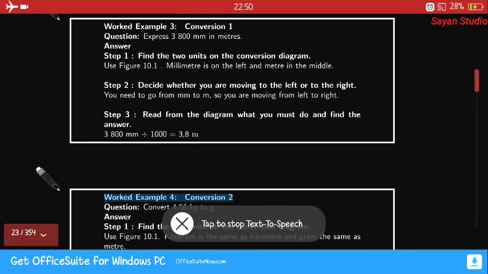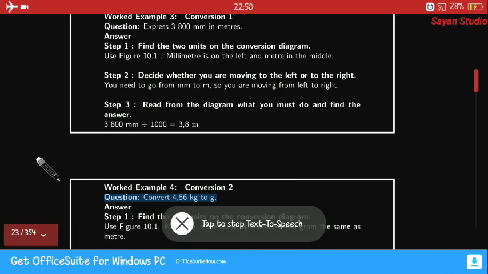Worked example 4, conversion 2. Question: convert 56 kilograms to grams. Answer.